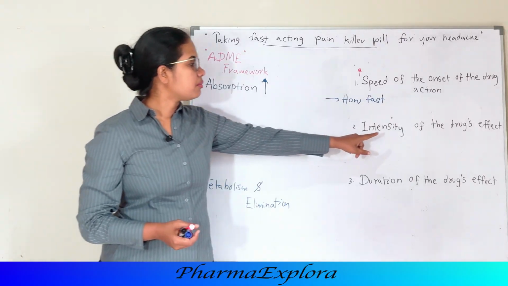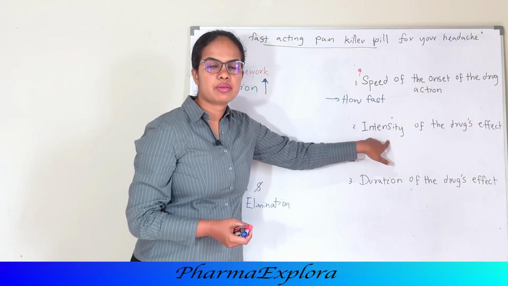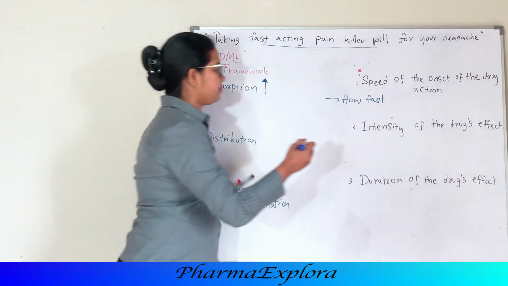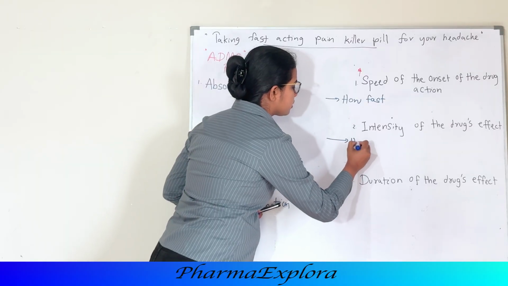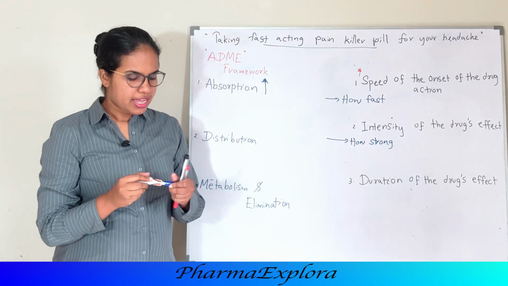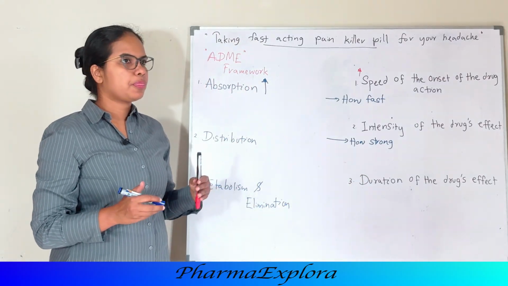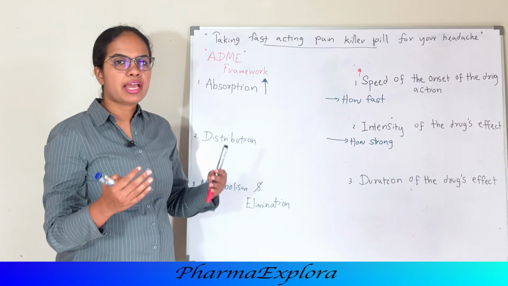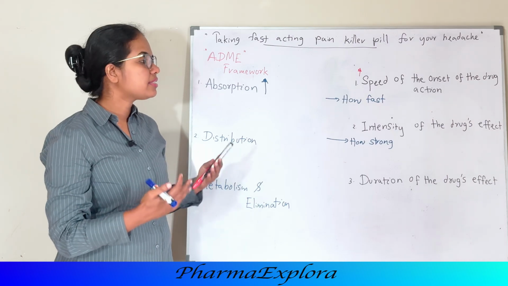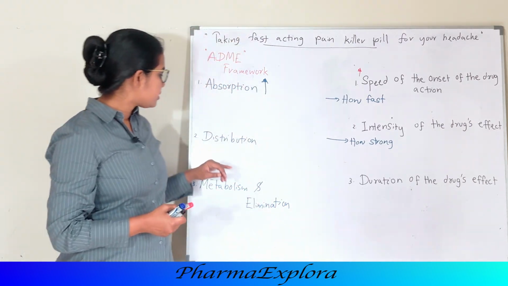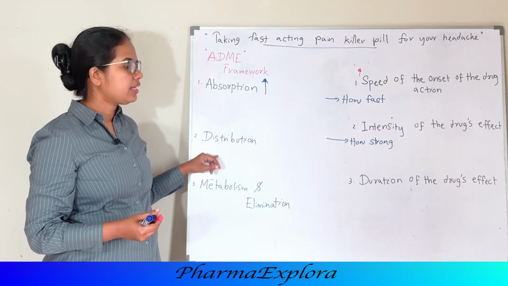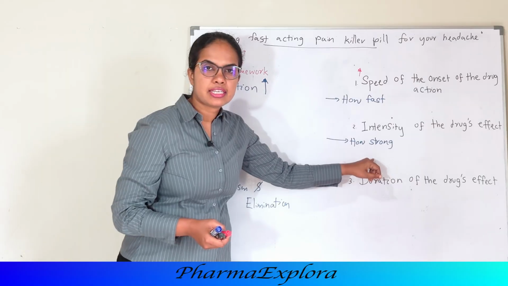So our second outcome, intensity of the drug's effect, means what? How strong the drug effect is. In our example, we can say how much the pain actually reduces. How much the pain actually reduces is the intensity of the drug's effect. So you can see distribution is the factor that determines the intensity of the drug's effect.